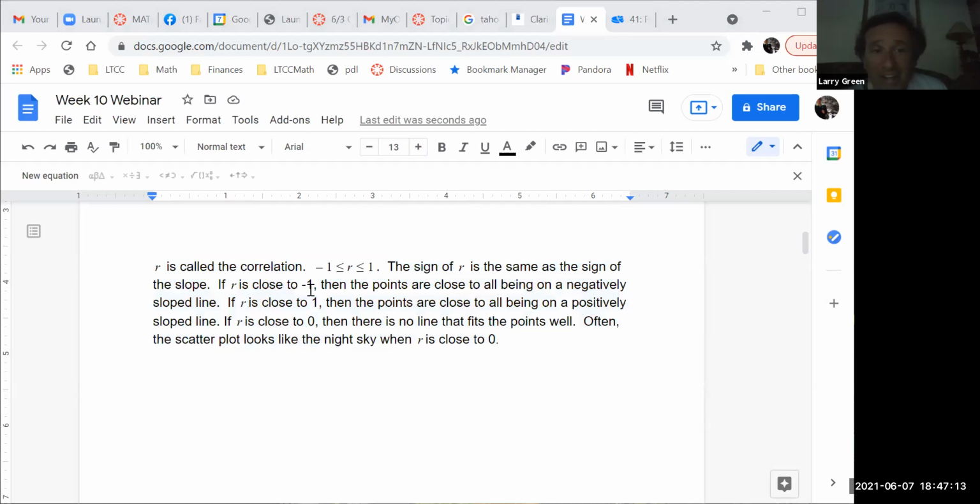If R is close to -1, then the points are all close to being on a negatively sloped line. If R is close to +1, then the points are all close to being on a positively sloped line. So in particular, if the slope is positive, R is positive. The slope is negative, R is negative. If R is close to 0, there's no line that fits the points well. Often, the scatter plot looks like the night sky.